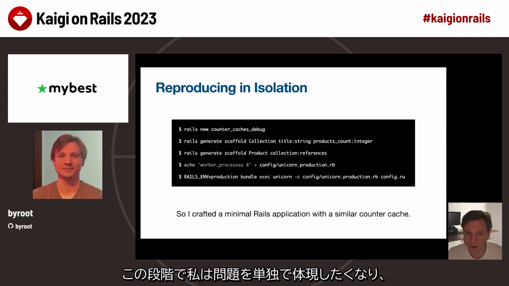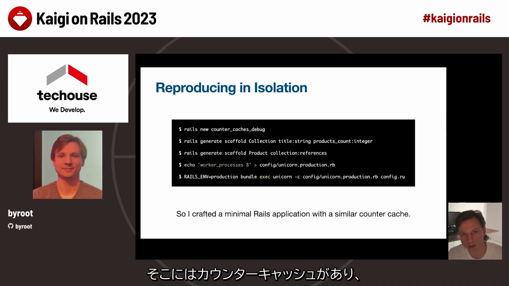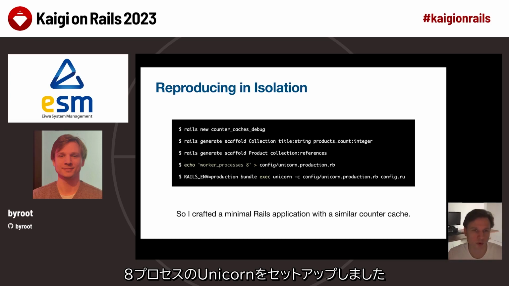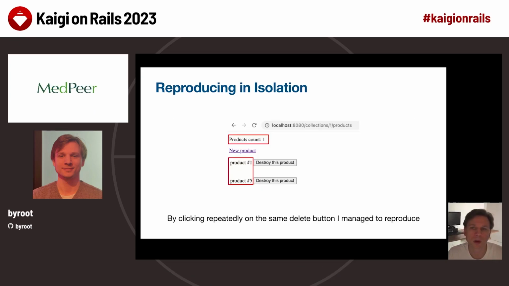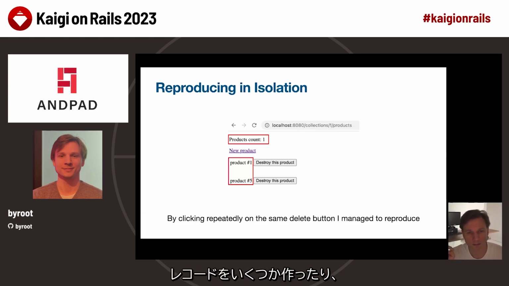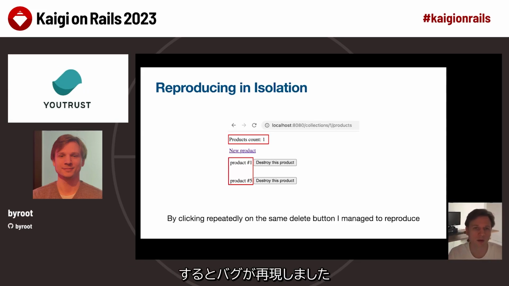So I went to try to reproduce the problem in isolation. I created a minimal Rails application from scratch with a similar counter cache setup, even a bit simplified, and set up with Unicorn with 8 processes, so I could have a good amount of concurrency even locally. I did the general Rails scaffold thing, and I created a few products, and then I messed around for a little bit until I had the idea of clicking very, very fast on the same destroy button to try to see what was going on. And suddenly I was able to reproduce the bug.